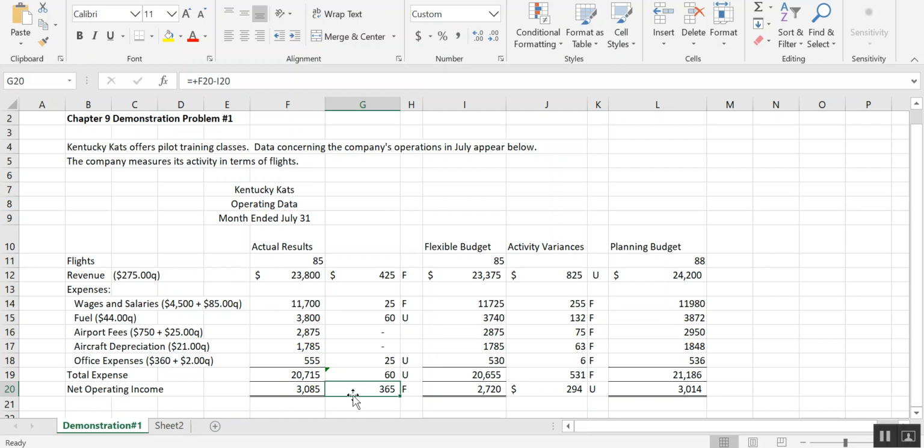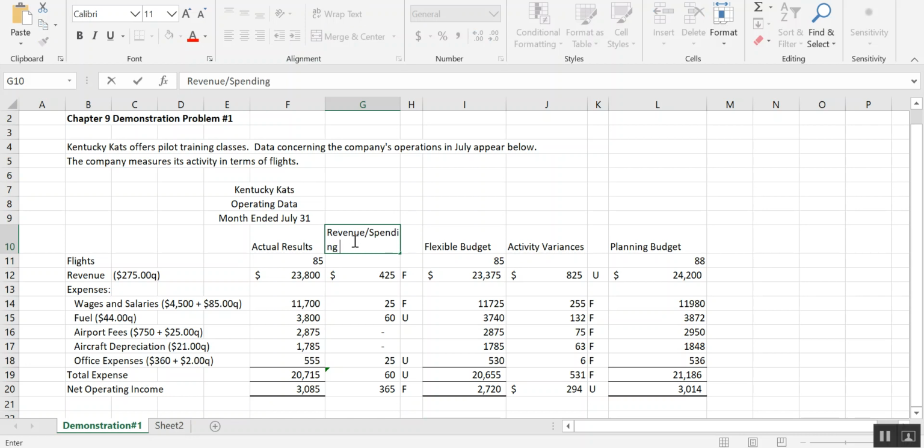We compare the activity level variances between the flexible budget and the planning budget, and then we compare the spending and revenue variances. So we could put revenue/spending variances here. So that's the difference between the two.